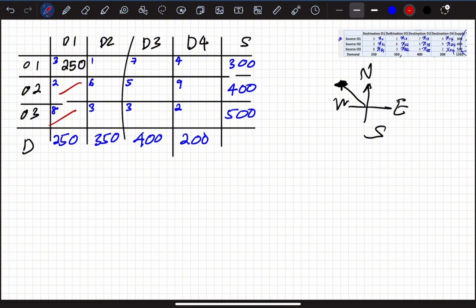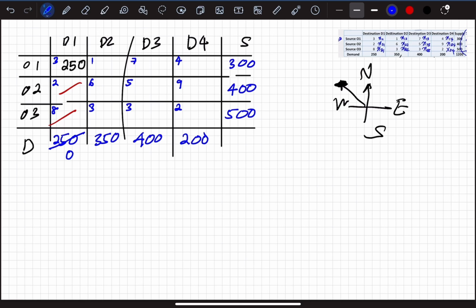Okay, so the next step is by moving right or below. Because below we cannot move anymore, we move to the right side of this part. Okay, so here also the same. But I forgot, because we already satisfied our demand, the balance is 0.